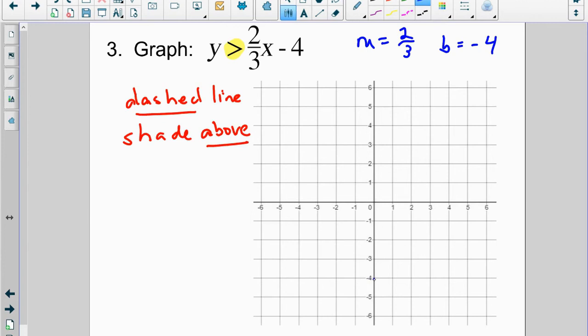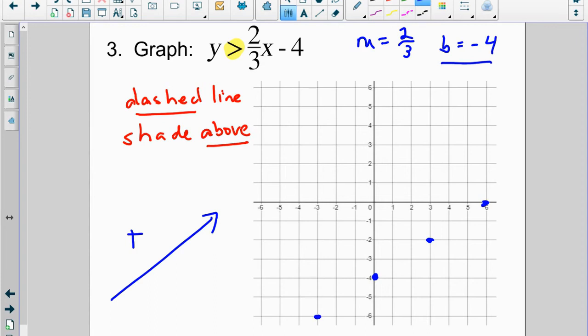So I want to start at a y-intercept of -4. Then I'm going to use my slope of 2/3. Remember, positive slopes, I want to go up and to the right. So I'm going to rise 2, run 3, up 2, right 3. Or I can go backwards, down 2 and back 3.